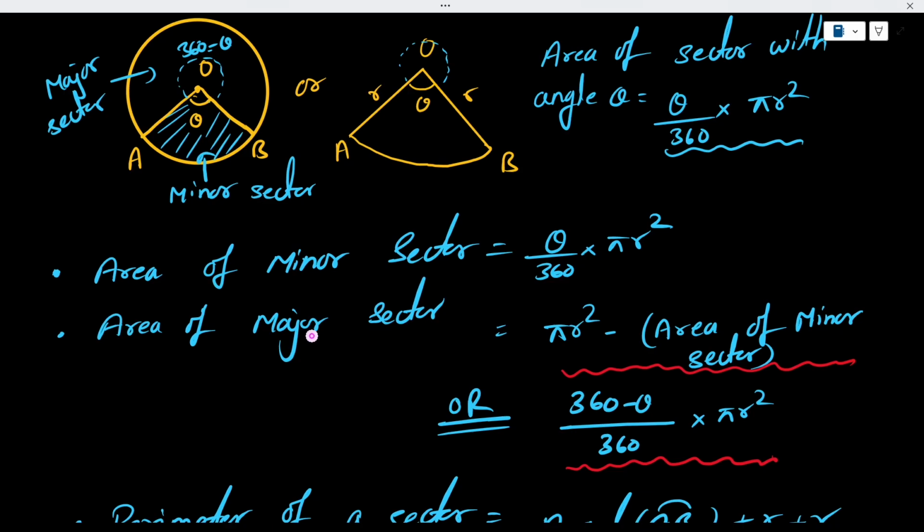Now if the minor sector is given, how will you calculate the area of the major sector? You can take the whole circle area, which is pi r square, minus the area of the minor sector, which I have taken as theta by 360 into pi r square, right? Or because this angle is going to be 360 minus theta, I can directly take (360 minus theta) by 360 into pi r square if it is a major sector.